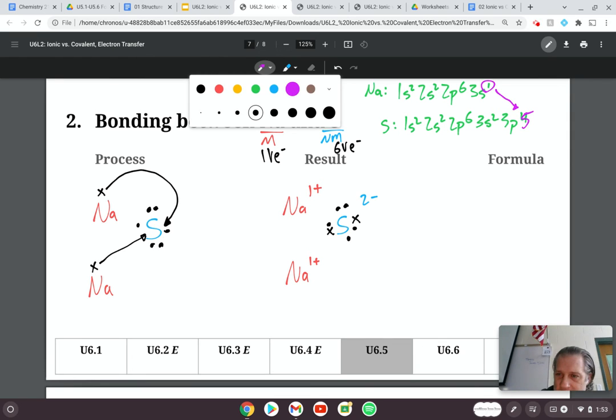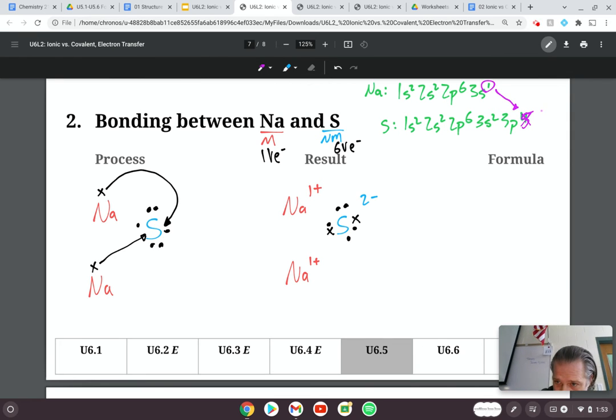Now, the issue is that I added a second sodium, right? And so when I did that, this now becomes 3p6. And so we have a full outer shell here of 8 valence electrons. So that sulfur is happy and satisfied. And when we got rid of the 3s1, this is now our neon configuration. So the sodium is in a good place.